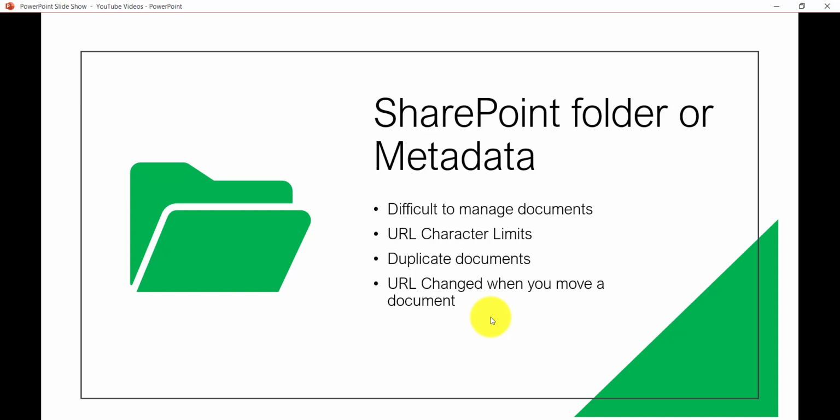And there will be no chance of any duplicate, because if you try to upload the same file with the same name to a library, it will show that the file already exists. So eventually you have to go and change the metadata. And the document URL will be shorter, because you will not have folders, nested folders, nothing. You will have your library and then your file name, so definitely the URL will be shorter.